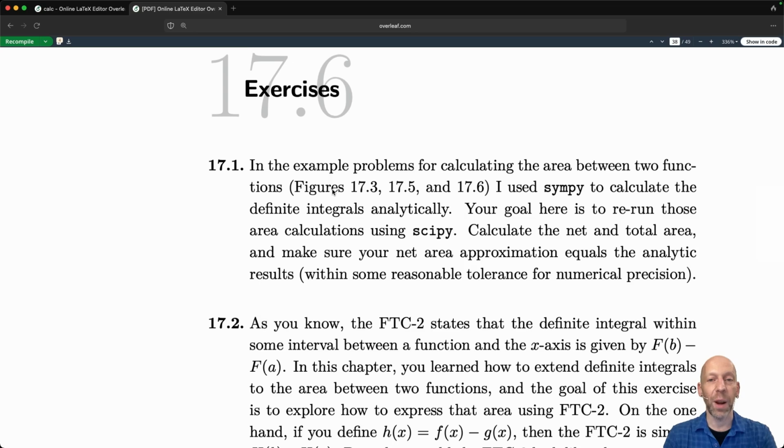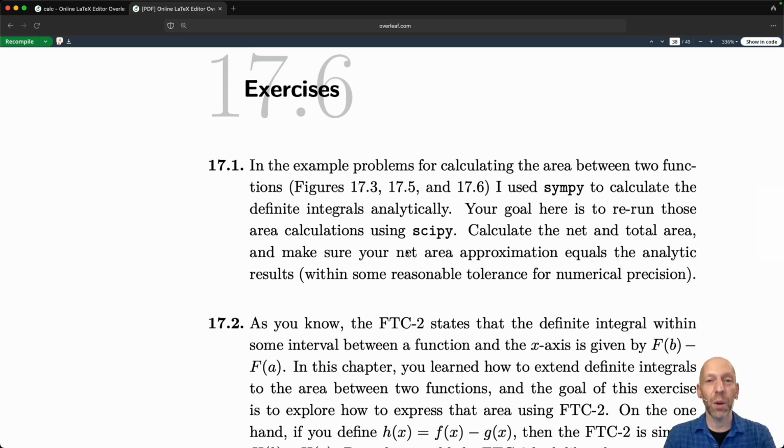In particular, what I want you to do is go back to figures 3, 5, and 6 in this chapter. In those figures in the text, I used SciPy to determine analytic calculations, so to find exact solutions to get the definite integrals. What you want to do here is use approximations in SciPy in the integration module of the SciPy library. Then you can calculate the net and total area, and you can check against the SciPy results.